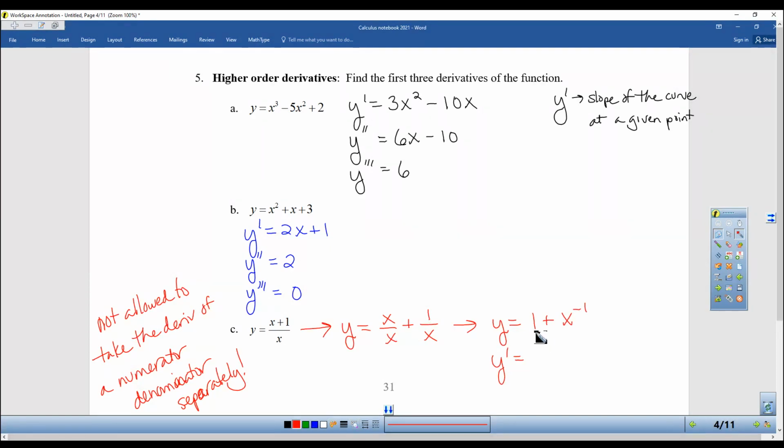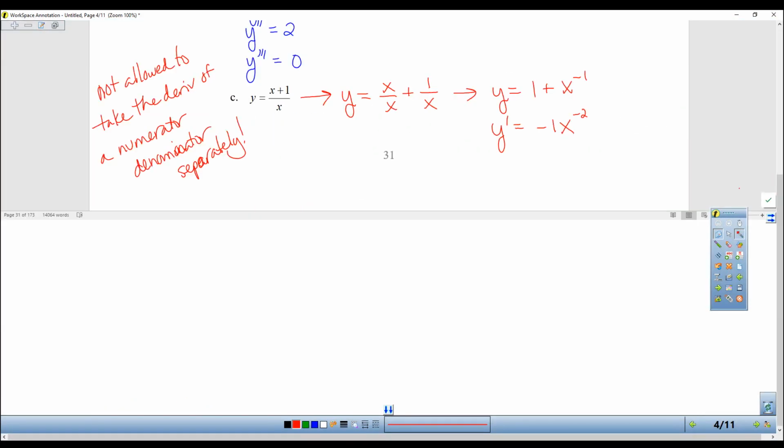Y prime is 0, the derivative of 1 is 0, and this one's going to be minus 1 x to the, now you think about that, what do you get when you subtract 1? Negative 2. And then I'm going to do it again, plus 2 x to the negative 3. And I'm going to do it again, and I get negative 6x to the negative 4. So super interesting problem, how it changes when you do that, okay?